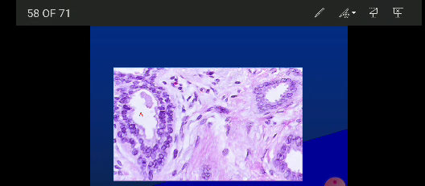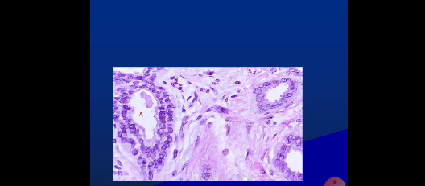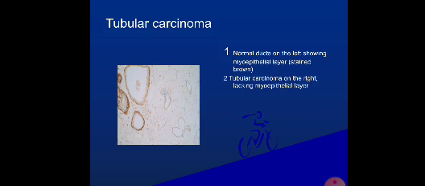Here is a case of tubular carcinoma. In a tubular adenoma, multiple small closely packed ducts are there without any secretions, but myoepithelial cell lining is present. But in tubular carcinoma, how do we differentiate? The duct lining is a single cell layer, with mild or no pleomorphism, and the myoepithelial lining is absent. Then we say it's a case of tubular carcinoma.